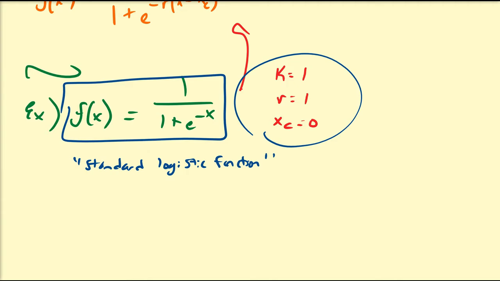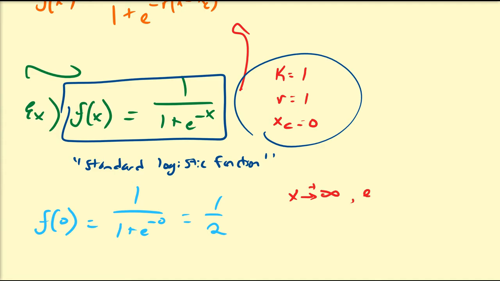So just some basics with this particular function. For example, if we evaluate f of 0, we get 1 divided by 1 plus e to the minus 0, which is 1 half. We can also see a couple things. As x tends to positive infinity, e to the minus x tends to 0 because that is an exponential decay term. So f of x gets close to 1 over 1 plus 0, and that is equal to 1.